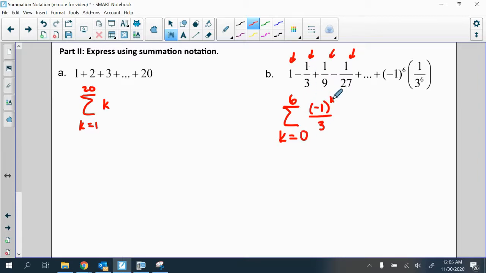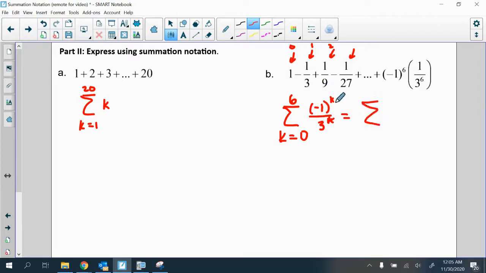And I have to make sure that the alternator is actually doing the right thing. So if I plug in 0, I get a positive. If I plug in 1, I get a negative. So if k is 0, k is 1, k is 2, it seems like everything's working out. Now this 3 also needs to be doing something. So it looks like I end up with 3 to certain powers. So I should do 3 to the k power. Because if k is 0, 3 to the 0 is 1. K is 1, 3 to the 1 is 3. 3 squared is 9. So this ends up working out.